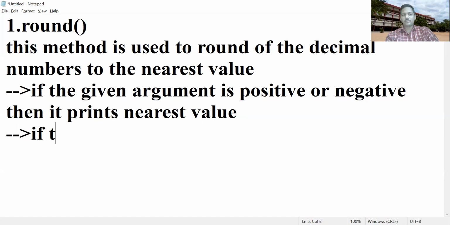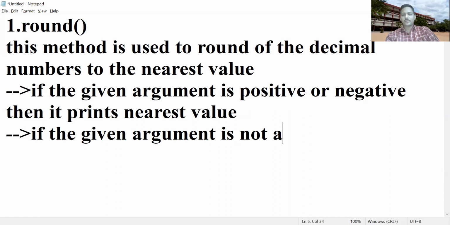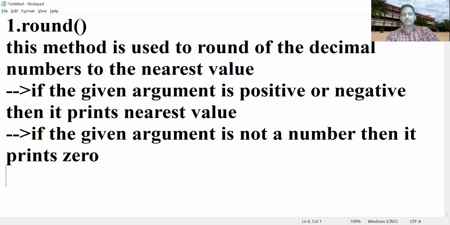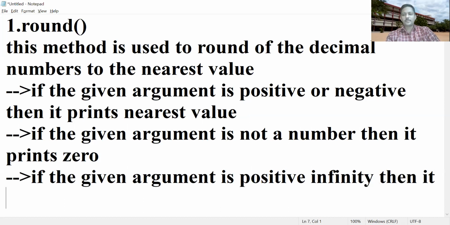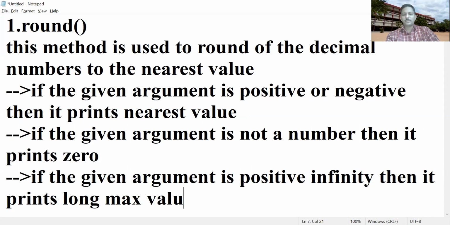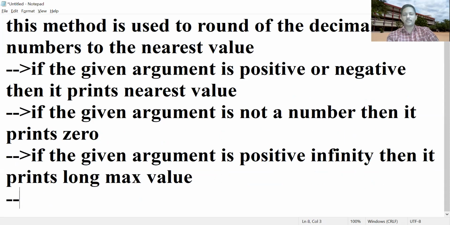Second point, if the given argument is not a number, then it prints 0. If the given argument is positive infinity, then it prints long max value. So long data type maximum value it will print.